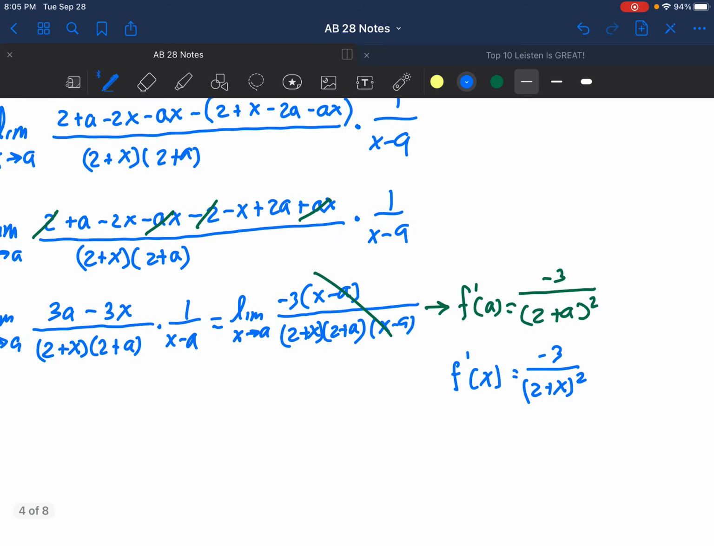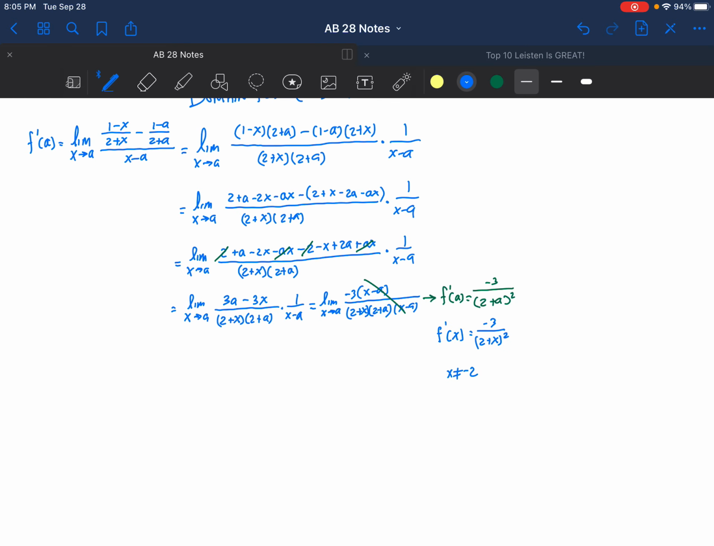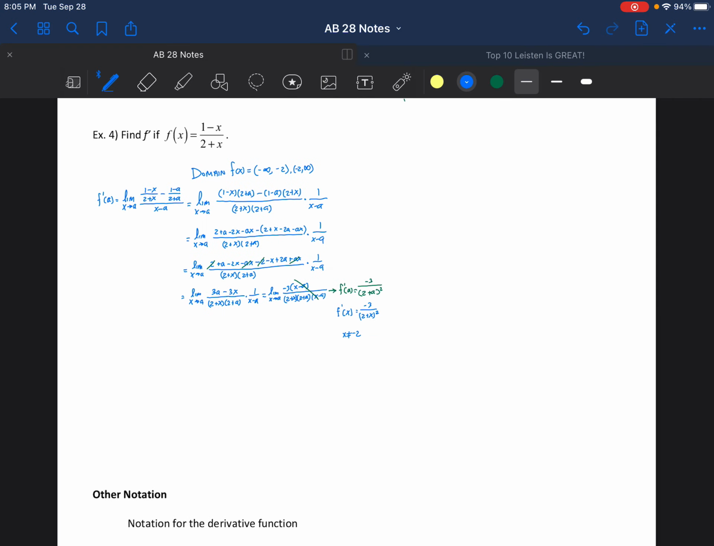Notice our domain still does not include negative 2, which makes sense because if negative 2 is not in the domain of the function, you're not going to be able to find the slope at negative 2. So the domain of the derivative is always going to be what we started off with, but then the open set inside of a closed set, if we in fact start off with a closed set.